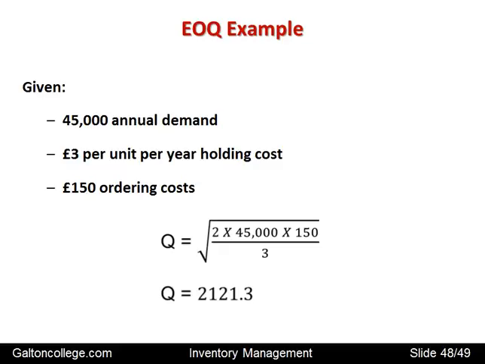I know under 0.5 we normally round it downwards, but in this case, because we're holding stock and we don't want the possibility of a stock out, it might be better just to round it up and say 2,122 items. That is the economic order quantity for this business.